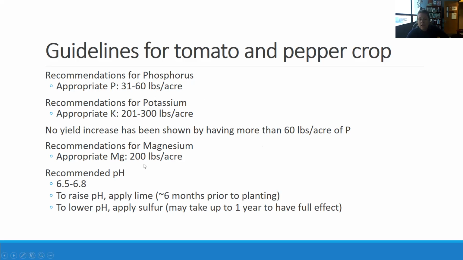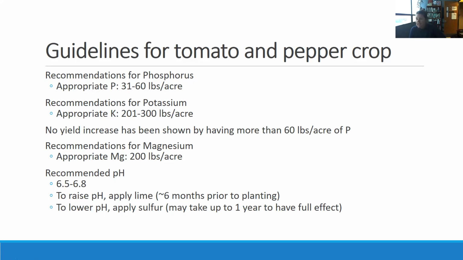Recommendations for magnesium for pretty much all vegetable crops are in the 200 pound per acre range, but the pH does vary. Tomatoes and peppers are about the same, at 6.5 to 6.8 soil pH. If you need to raise the soil pH, you will have to apply lime at least 6 months prior to planting.